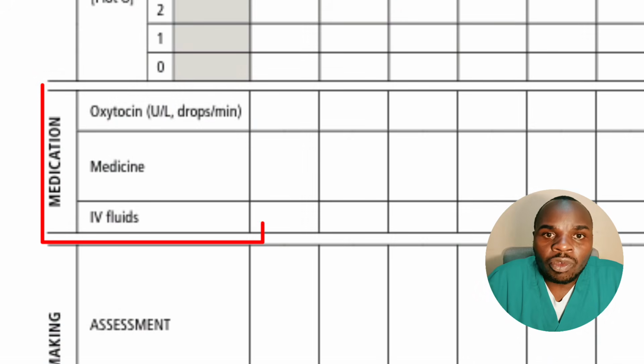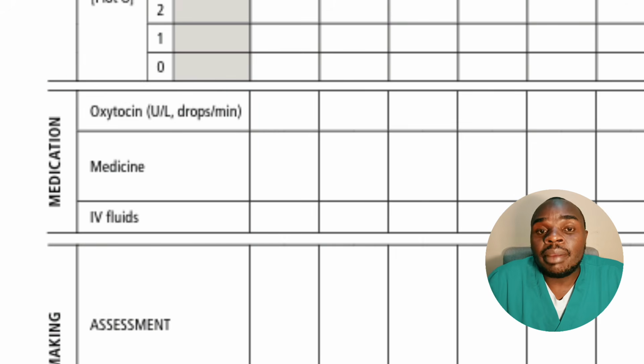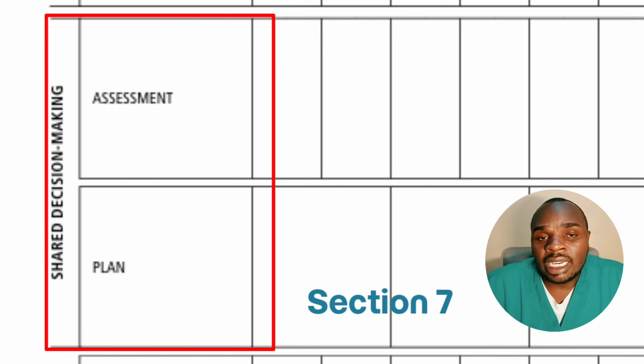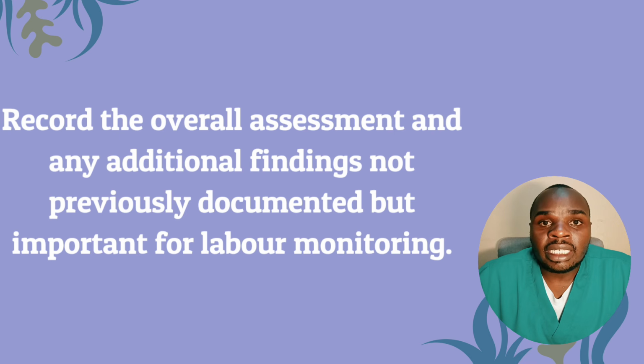Section 6 aims to facilitate consistent recording of all types of medications that were used during labor by describing whether the woman is receiving oxytocin and its dose and whether other medications or IV fluids are being administered. While Section 7 aims to facilitate continuous communication with the woman and her companion and the consistent recording of all assessment and plans agreed. So let's look at assessment.